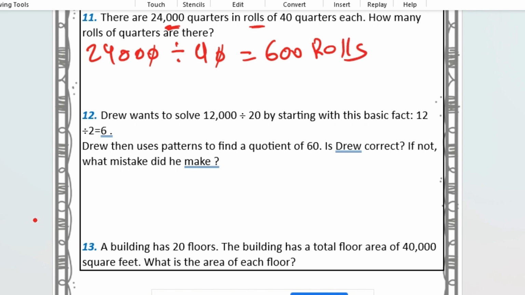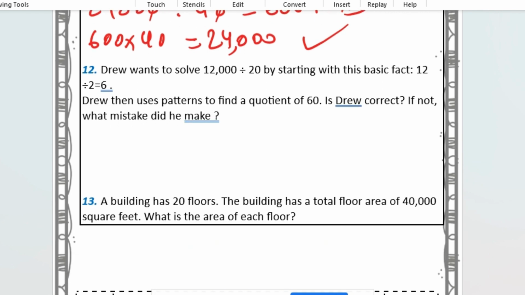Each row is 40. If you want to check if your answer is correct, you multiply 600 times 40. You take the zeros out. 6 times 4 is 24, and you add the 3 zeros, so it's 24,000. So your answer is correct. Okay, now Drew wants to solve 12,000 divided by 20.